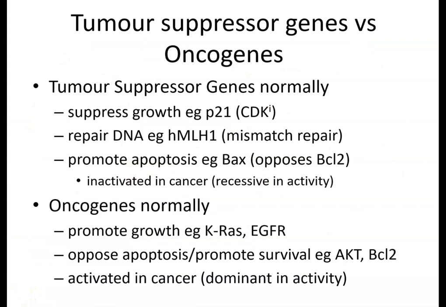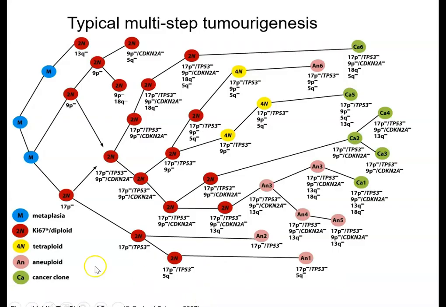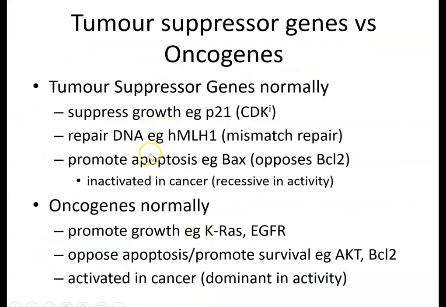So what are these genes that I'm talking about here? You know, p53, CDKN2A, and so on. And these fall into 2 different families, tumour suppressor genes and oncogenes. The tumour suppressor genes normally either suppress growth, so p21 or CDKN2A. They can repair DNA, such as hMLH1, which is a mismatch repair gene, or they can promote apoptosis, such as BAX, which opposes BCL2, part of the apoptotic pathway.